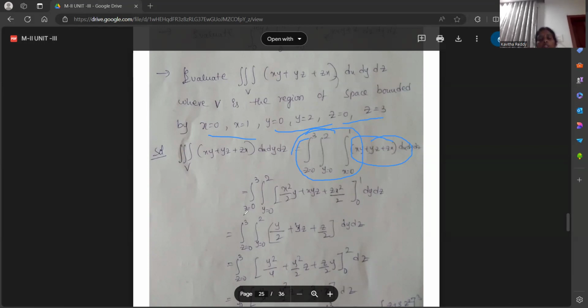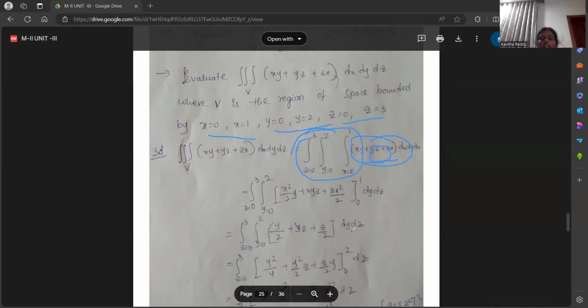So what you are doing here, x square by 2 into y, I am integrating with respect to x. That's why what you are getting here is x square by 2 into y plus xyz. Why? Because yz is there and you are integrating with respect to x. So you'll get xyz plus zx square by 2. Then apply the limits 0 to 1, dy dz. After applying the limits, what you will get is y by 2 plus yz plus z by 2, dy dz.